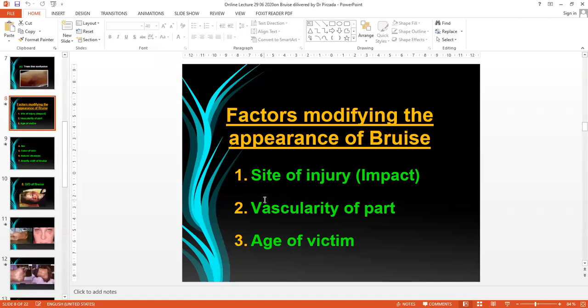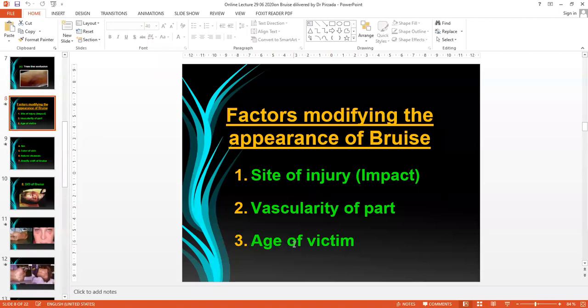If there is a strike on the forehead, on the head area, blood tends to accumulate, and extravasation of blood appears under the surface of the tissue around the eyes, around the face, and the other parts. But if they are not very vascular, the bruise tends to appear less and not early.